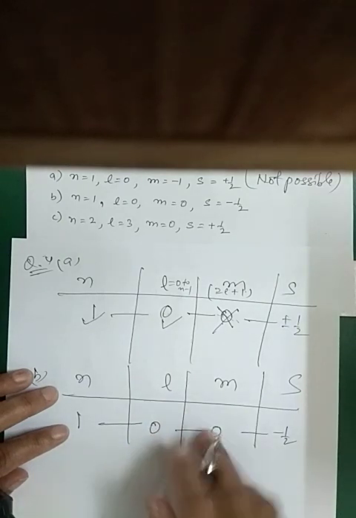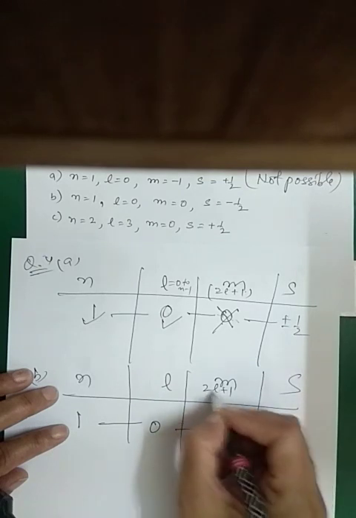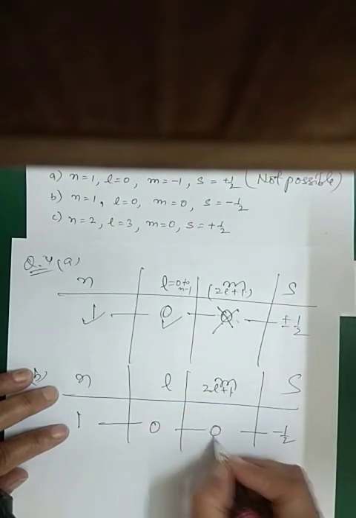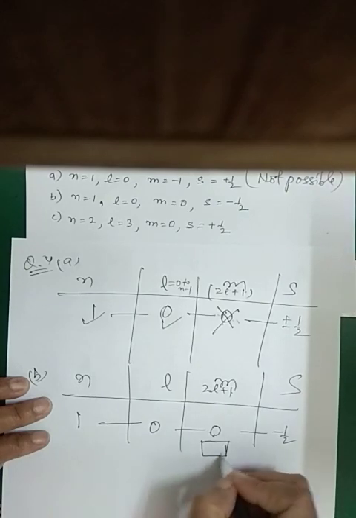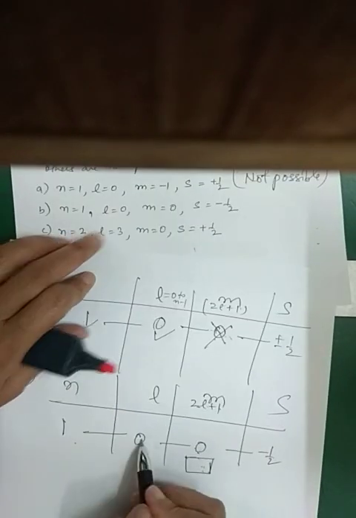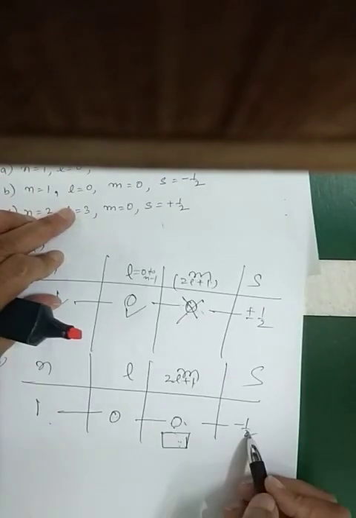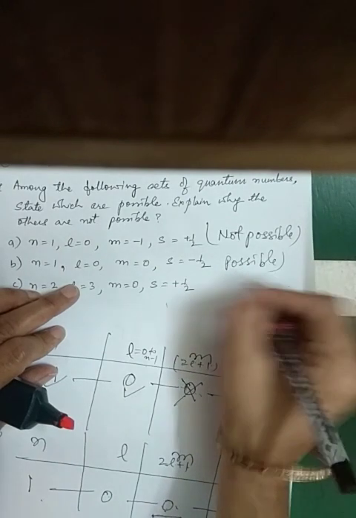value 0, M has to be 2L plus 1. 2 zeros are 0, plus 1 is 1 value. That 1 value is 0. So it is S orbital. It has 1 orbital, 1 value. So this is possible, because you can have N is equal to 1, L is 0, M is 0. This type of quantum number is possible.